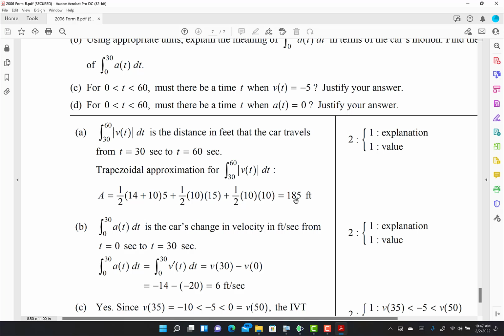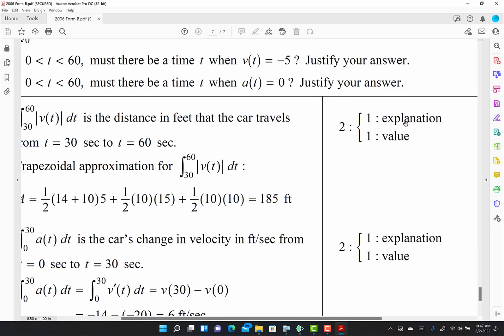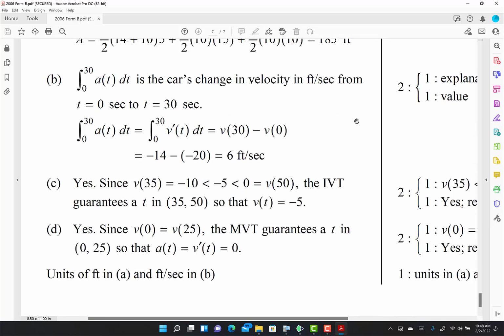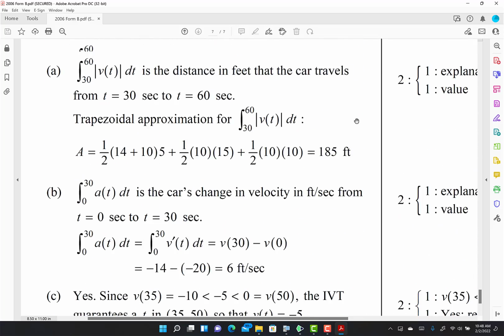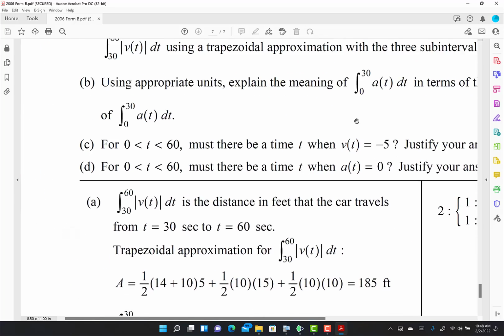Trapezoidal approximation, look at this. They have the exact work that you guys did, and then they put equals 185 feet. If you didn't do the 185, you still get the full credit. How many points? 3. Oh, sorry, 2. 2 points. Don't worry about letter B. We will talk about letter B when we get there. Oh, there was a letter D, but good thing I took it out. Was letter D? Yeah, because we're not ready yet, because we didn't do letter B.